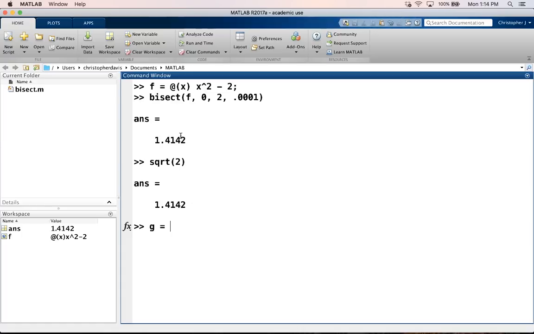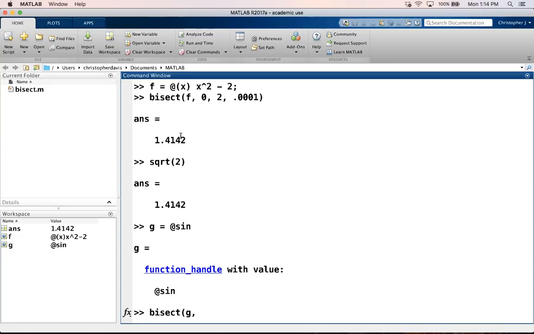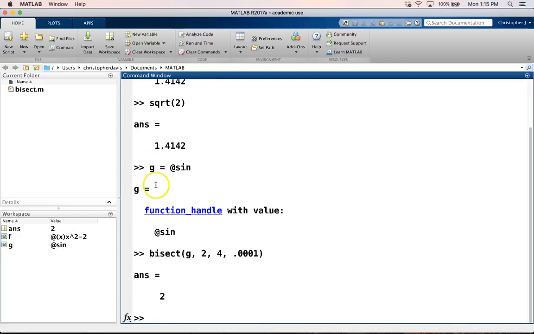So let's try another one. Let's try g equals the sine function. And now let's try bisect. And just to make it more impressive, so what are the zeros of sine? Zeros are all integer multiples of pi. So let's try to find pi using our bisect function. So here's an easy mistake to make. 2 is smaller than pi, 4 is bigger than pi. Okay, so it'd be really easy to try this. But 2, that didn't work.